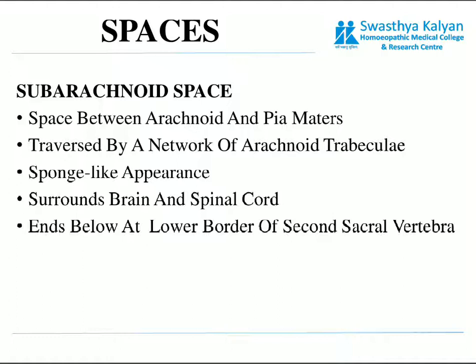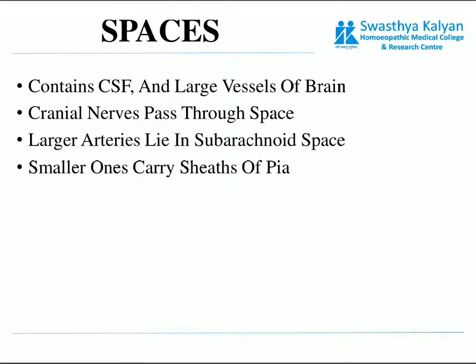So next, there is the subarachnoid space, which is the space between the arachnoid and the pia mater, and it has a network of arachnoid trabeculae and arachnoid villi present. This space surrounds the brain as well as the spinal cord. It ends at the level of the lower border of the second sacral vertebra. At the level of S2, the subarachnoid space ends. It contains CSF and some of the large vessels of the brain. Cranial nerves also pass through this space.